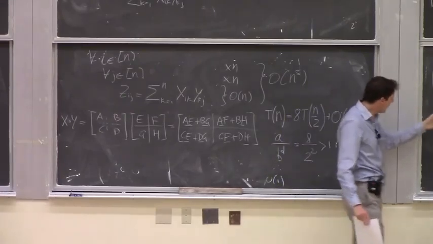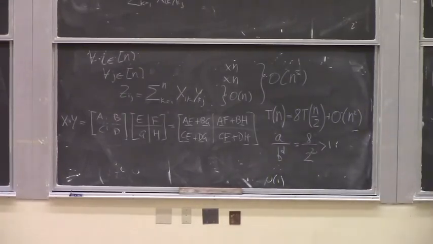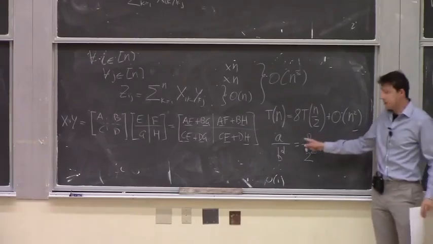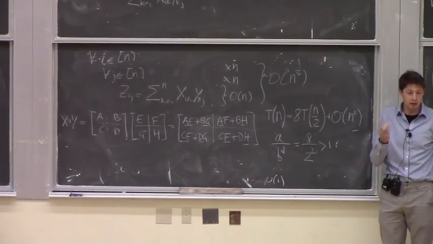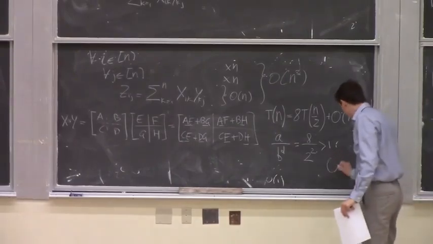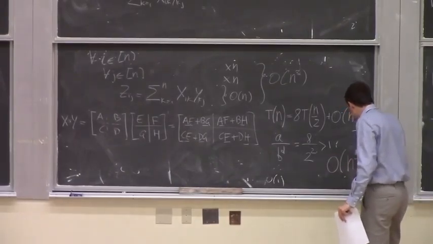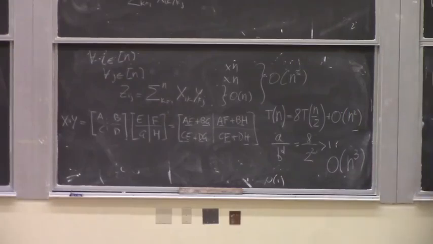Which says, OK, if you're in this case, what you should get is n to the log b of a. a was 8, b was 2, so log base 2 of 8 is 3. So unfortunately, we get, again, n cubed.